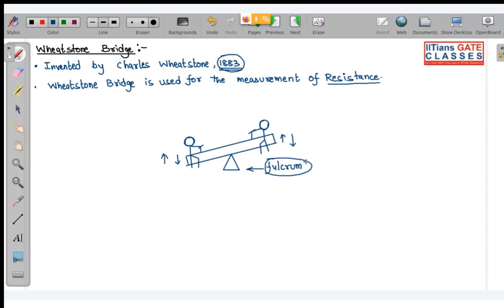Okay. Can anyone tell me, suppose this is F1, this is F2, this length is L1, this length is L2. When will this seesaw be in balance position? What are we balancing over here? Tell me the exact quantity.